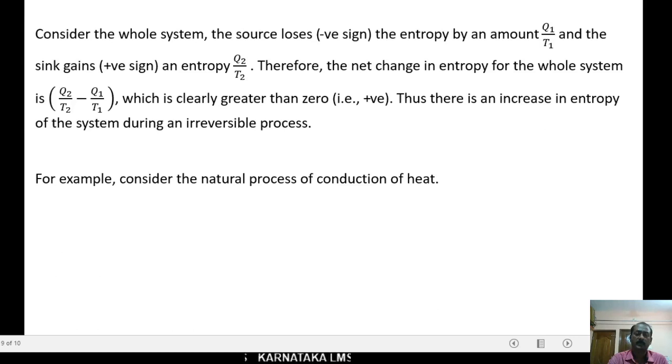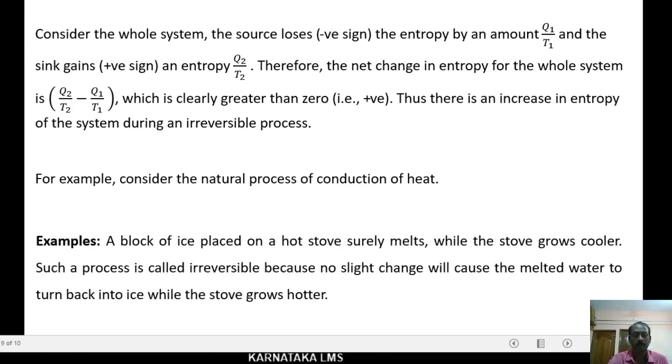For example, consider a natural process of conduction of heat from one end to another end. Let me take one more example, the same ice. Just take a block of ice. A block of ice placed on a hot stove surely melts while the stove grows cooler. Such a process is called irreversible because no slight change will cause the melted water to turn back into ice while the stove grows hotter.